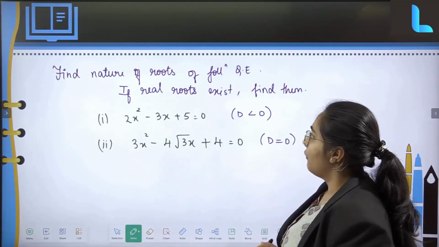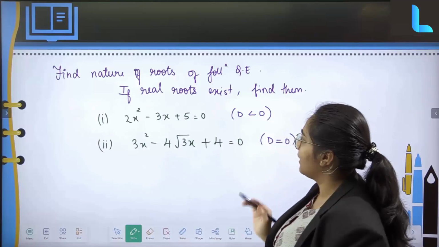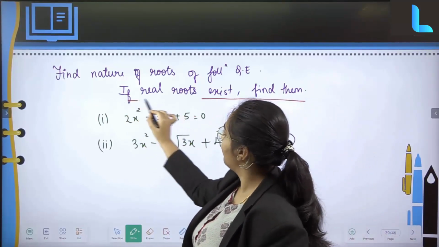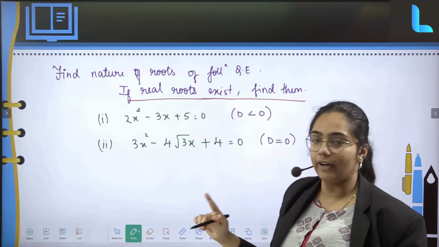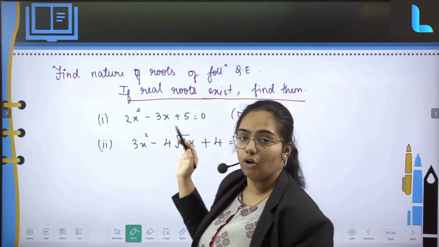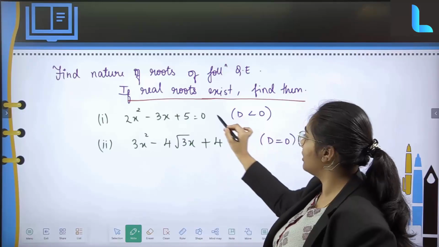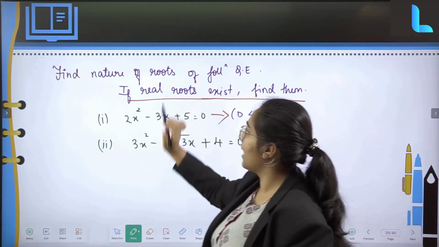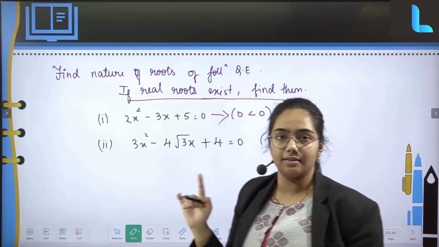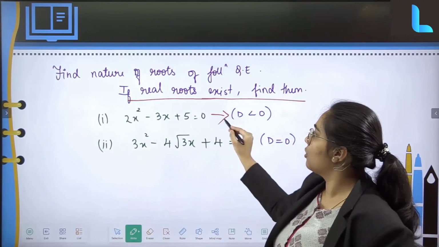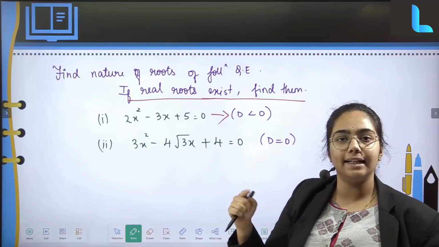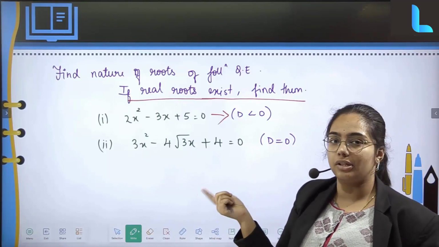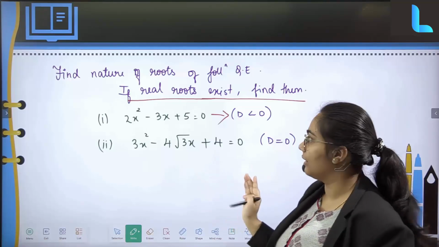Clear? Find the nature of roots of the following quadratic equation. If real roots exist, you have to find them. So first solve this. If for this question you get D less than 0, what is it they have asked? If real roots exist only, you have to find them. If D is less than 0, it is going to be imaginary, so it is not going to have real roots.